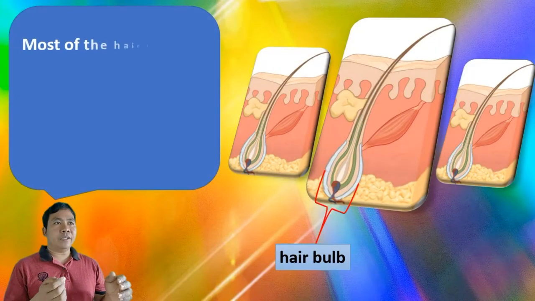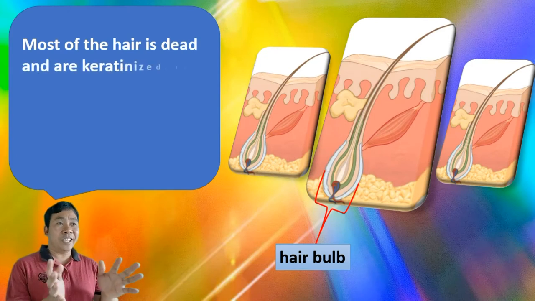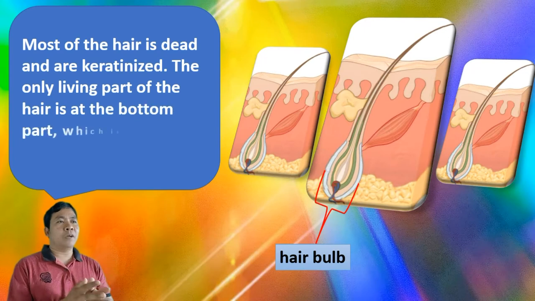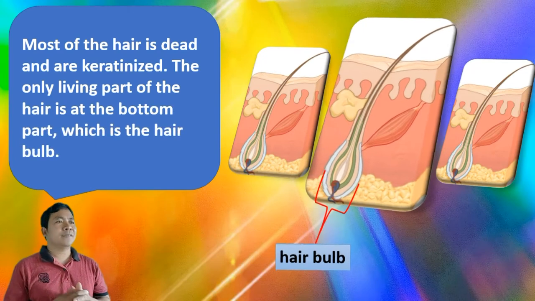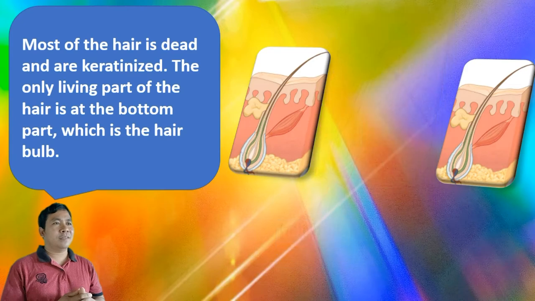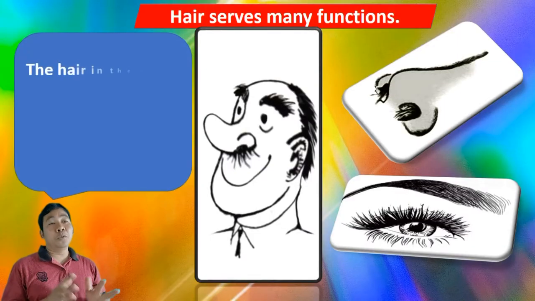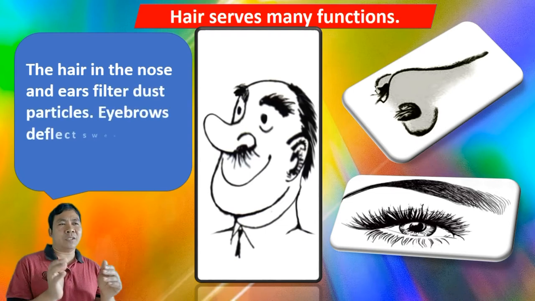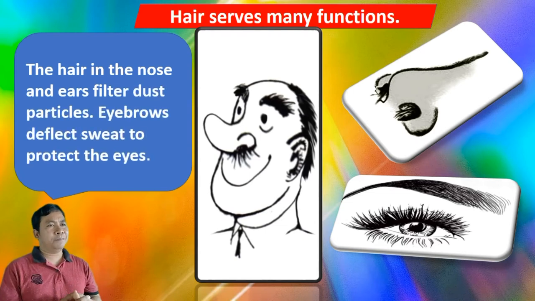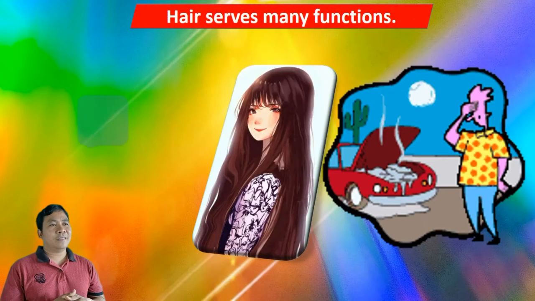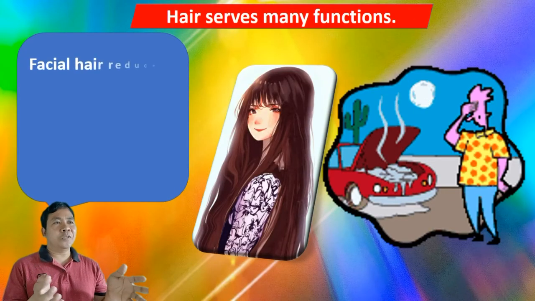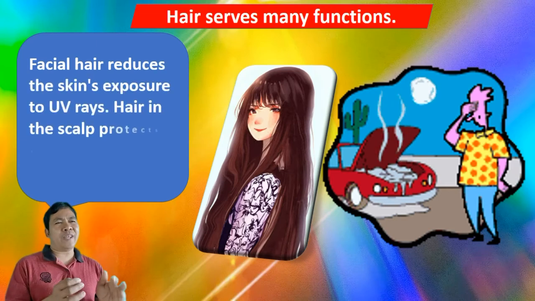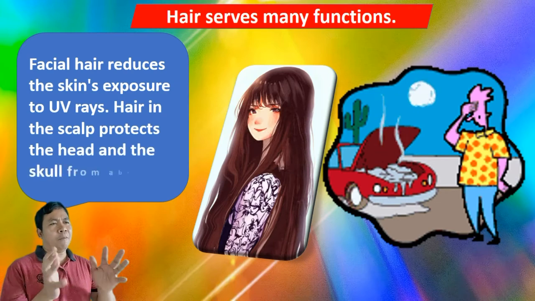Most of the hair is dead and keratinized. The only living part of the hair is at the bottom part, which is the hair bulb. The hair in the nose and ears filters dust particles. Eyebrows deflect sweat to protect the eyes. Facial hair reduces the skin exposure to UV rays. Hair and scalp protect the head from abrasion.